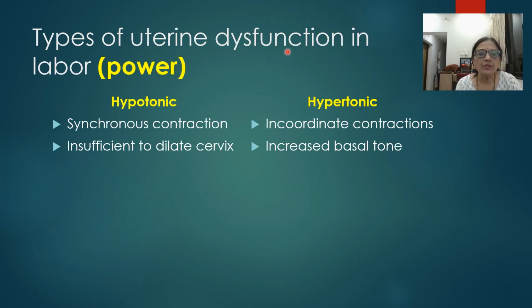In the uterine dysfunction, that is in power, we have 2 types. One is hypotonic uterine dysfunction and the other is hypertonic. Hypotonic is where the baseline tone is normal. Contractions are synchronous but are insufficient to dilate the cervix. In the hypertonic, either there is an incoordination of the uterine contractions or there is an increased basal tone. So we should remember these two types of the uterine dysfunction: hypotonic uterine dysfunction and hypertonic uterine dysfunction. Both can lead to dystocia or prolonged or arrest of labor.